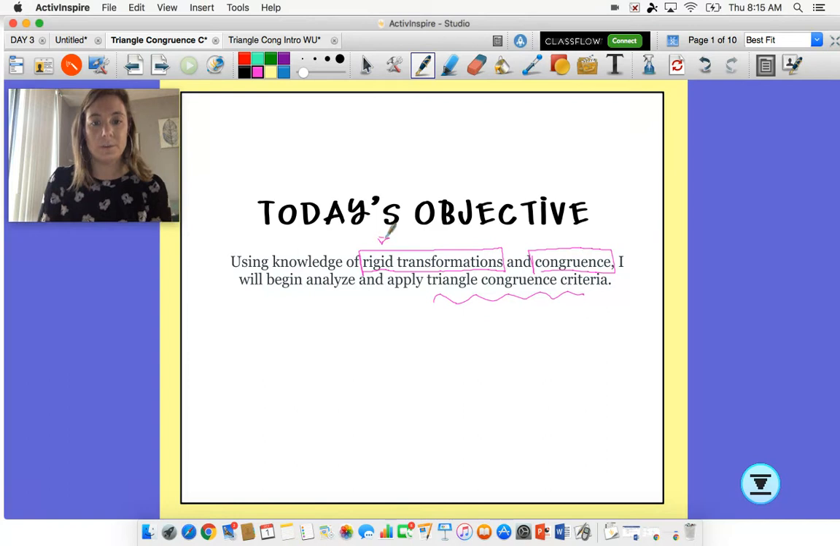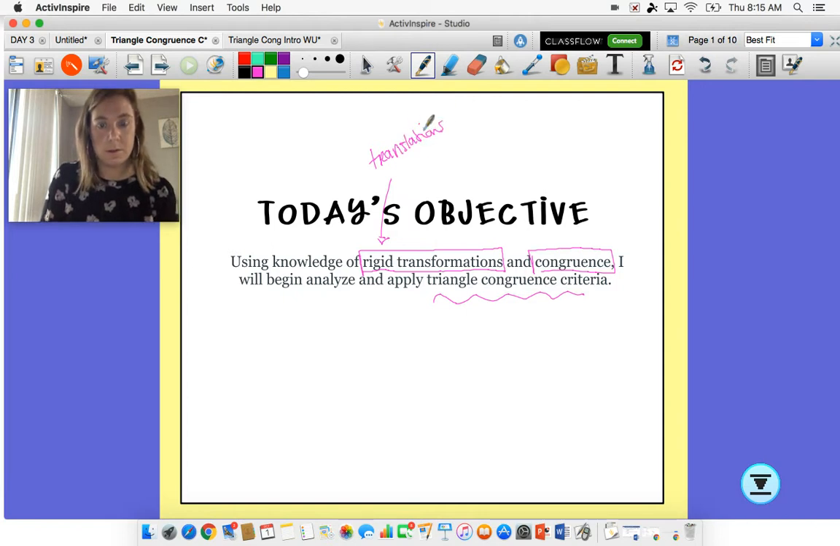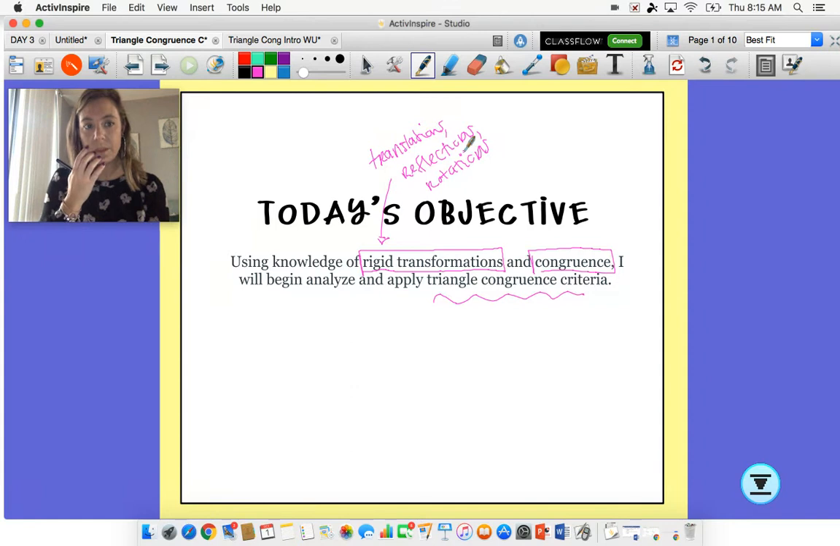So our rigid transformations that we've spent, man, almost the entire quarter on so far, the past few weeks, were translations, reflections, and rotations. What makes them rigid is that they maintain their shape and size when the transformation happens. The original one and the new one, the pre-image and the image, are congruent to one another. They have the same area, the same perimeter, they look exactly the same.